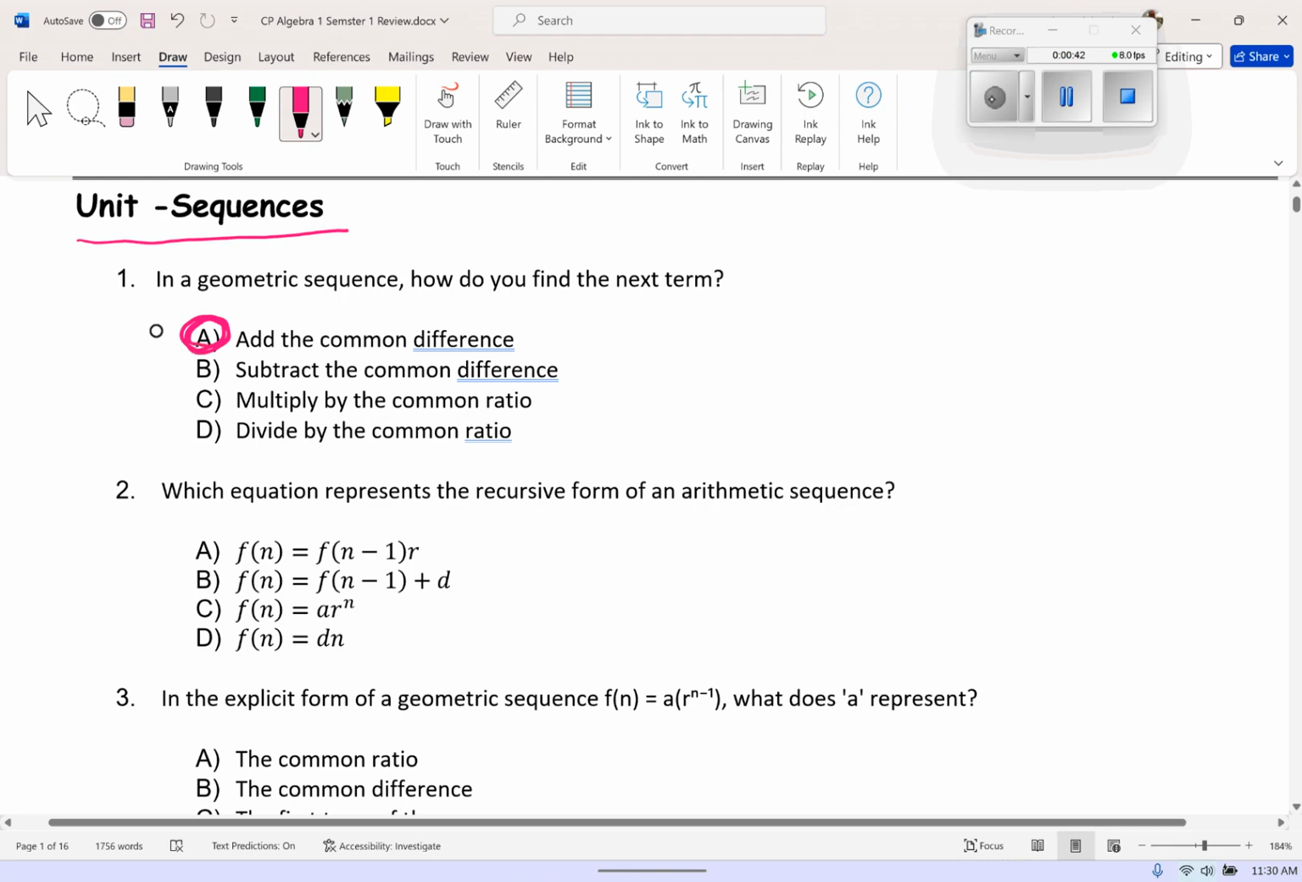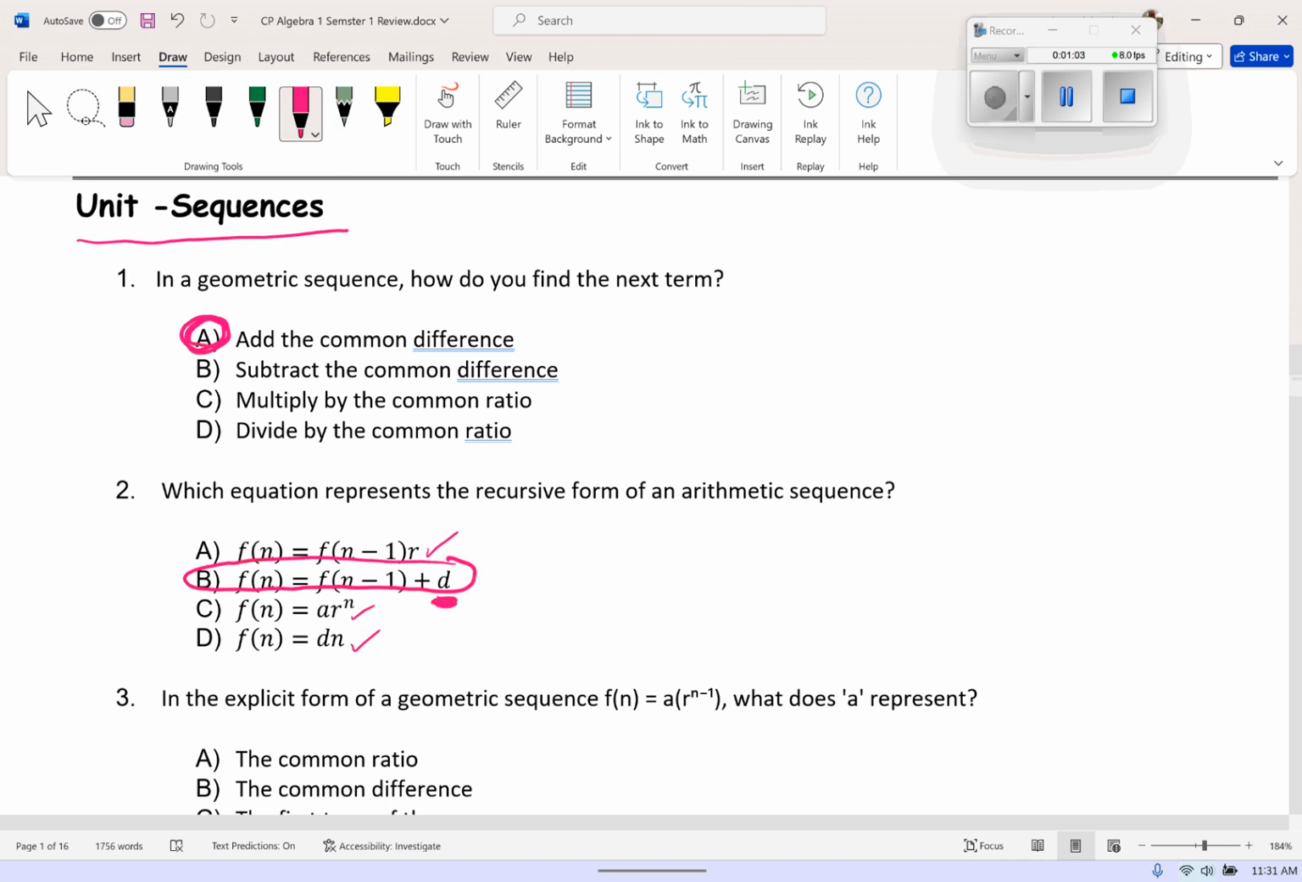And then number 2 says, which equation represents the recursive form of an arithmetic sequence? So an arithmetic sequence, remember, has a common difference that you're adding. Well, there's a ratio. You don't multiply doing those. This is a ratio as well, so it has to be answer B. I'm kind of looking for the plus d at the end in that situation.